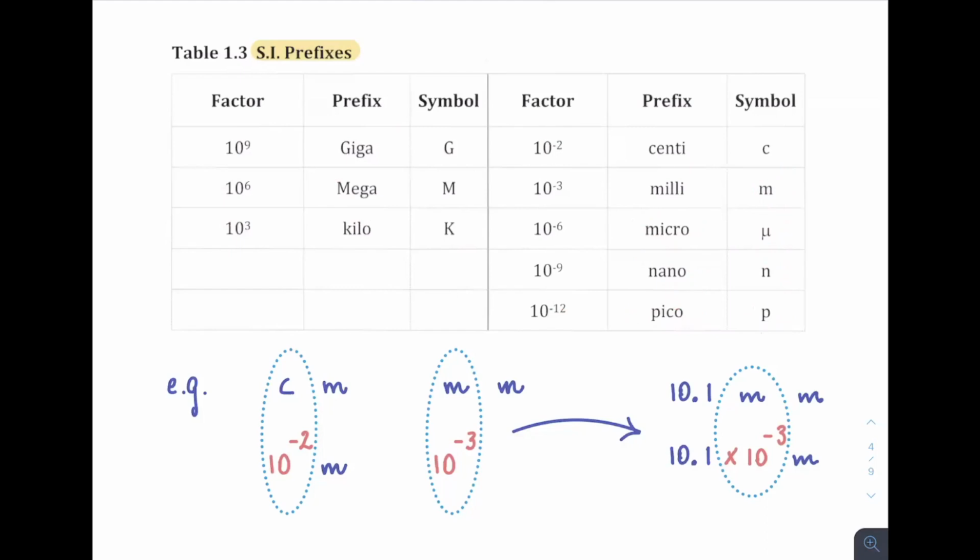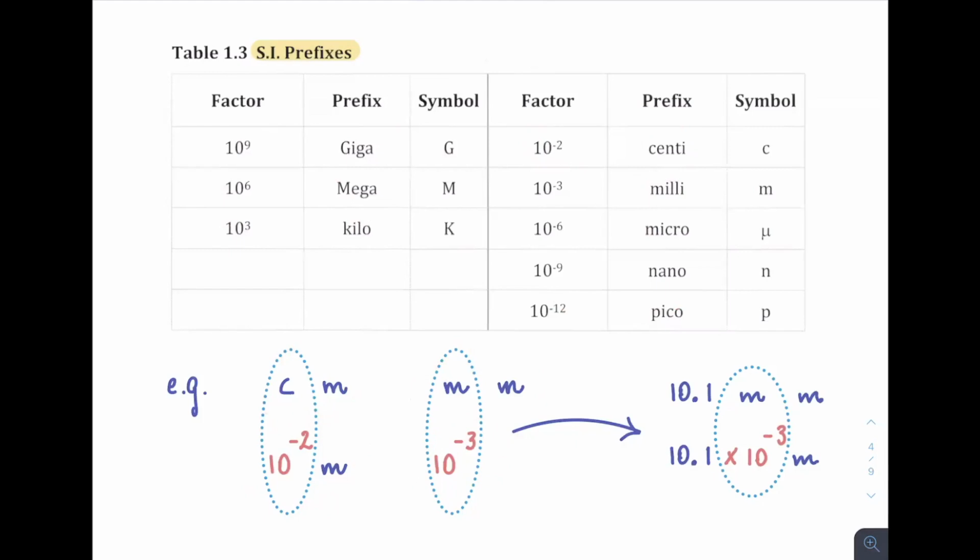When working out a physics question, any of these prefixes must first be converted into the respective factor. So, if for instance we have centimeters, then centi corresponds to the factor 10 to the -2. So you have to make this substitution. So centimeters means 10 to the power of -2 meters. Similarly, millimeters means 10 to the -3 meters, and so on.